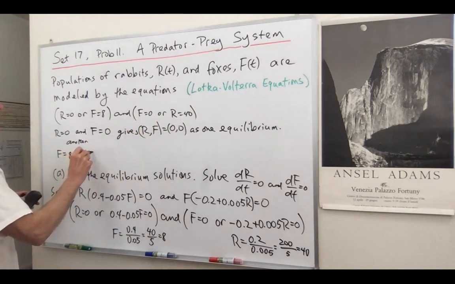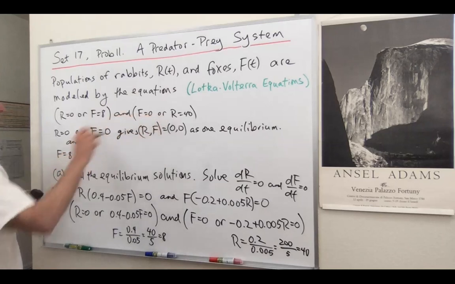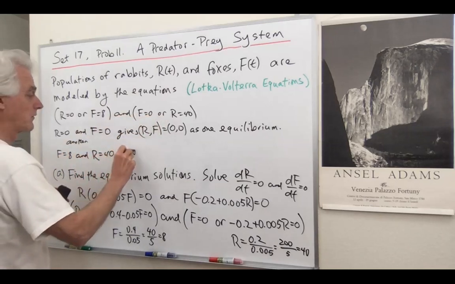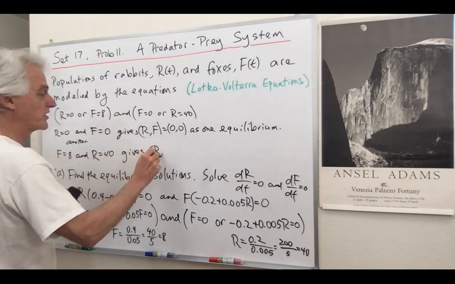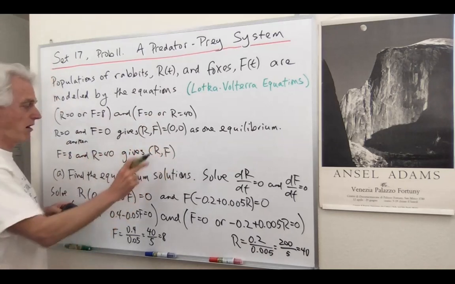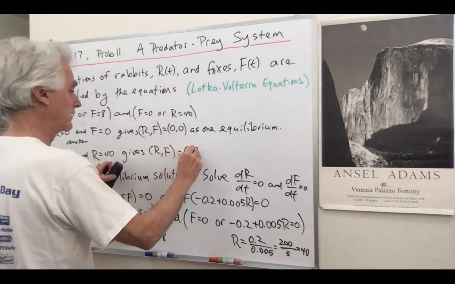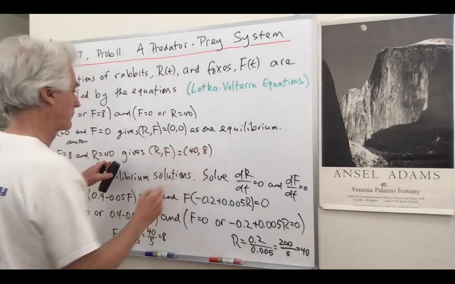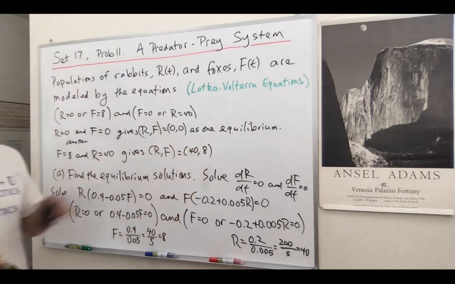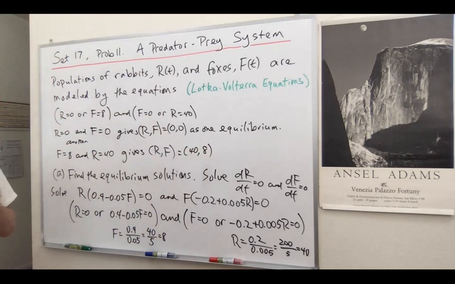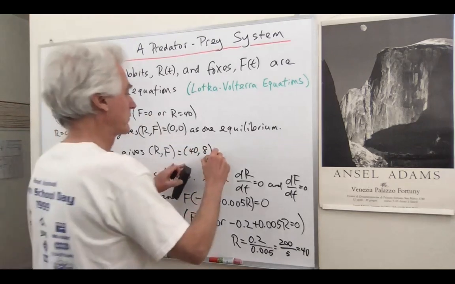we have r equals 40. You want to put them in the ordered pair, r first and then f, and this is equal to (40, 8). So we have 40 rabbits and 8 foxes, and that will be another equilibrium.